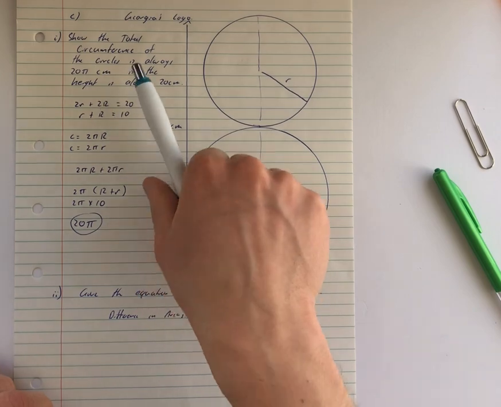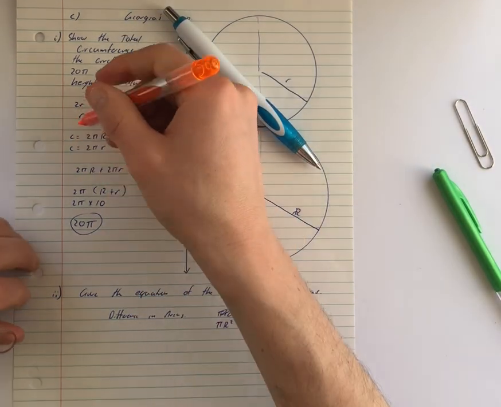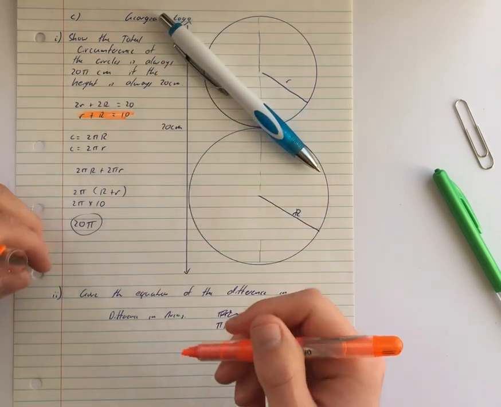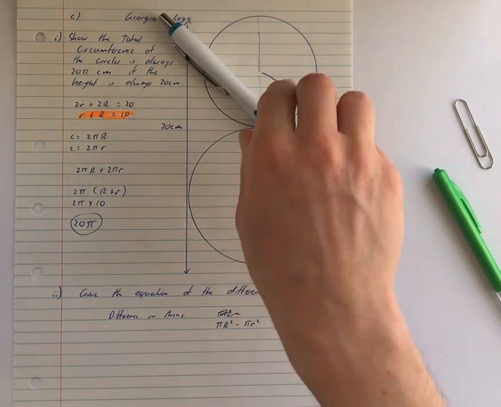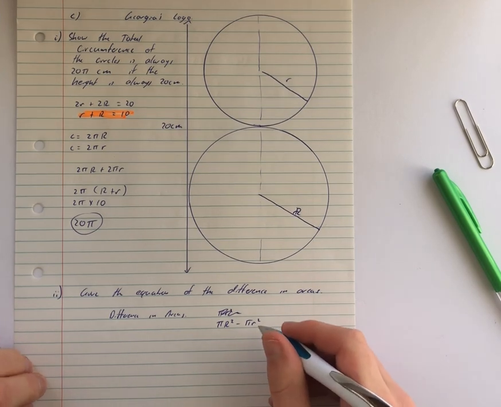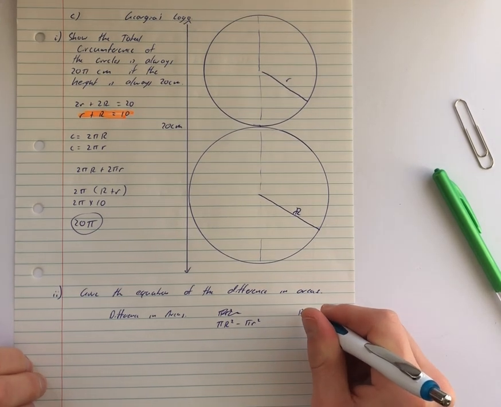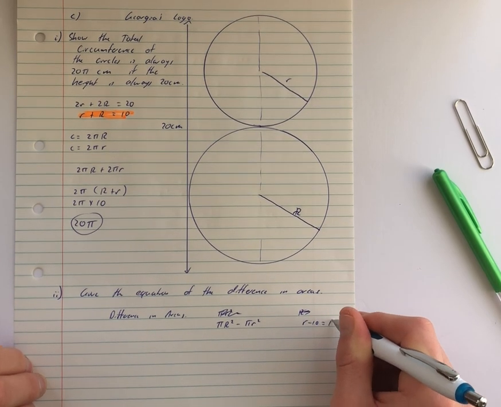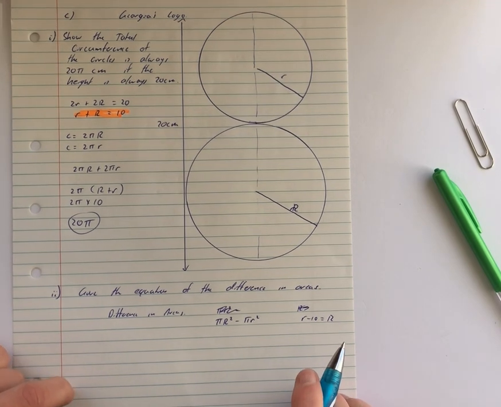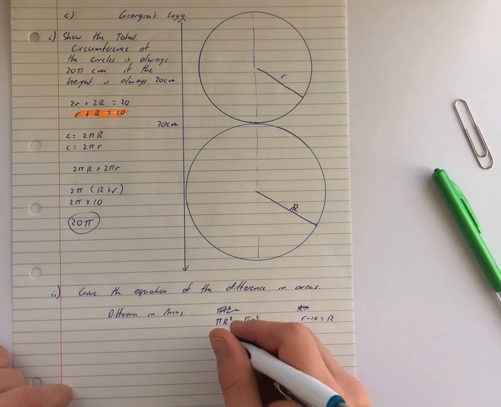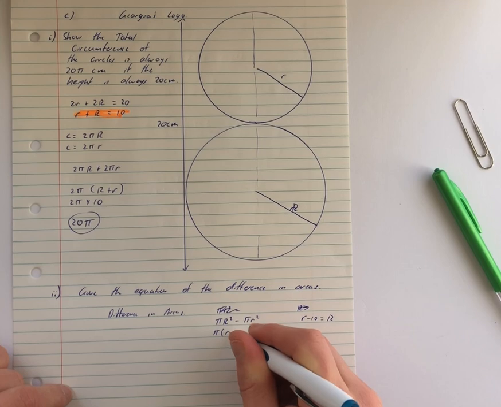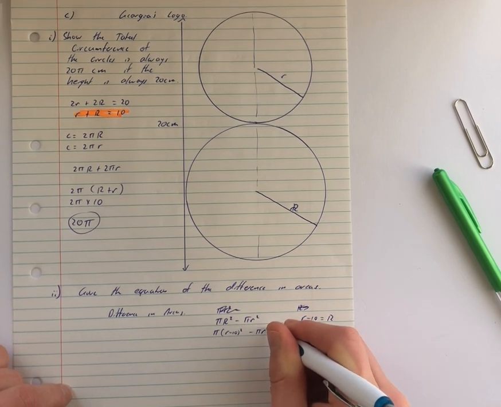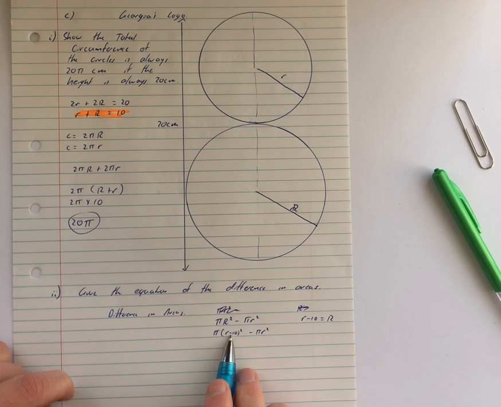But we do know from here, I'll highlight it, we do know that r plus R is 10, always. So that means that 10 minus r is big R. So we could do that as a replacement. So we could go pi times (10 minus r) squared minus pi r squared. It's because that's big R. So 10 minus r all squared is big R.